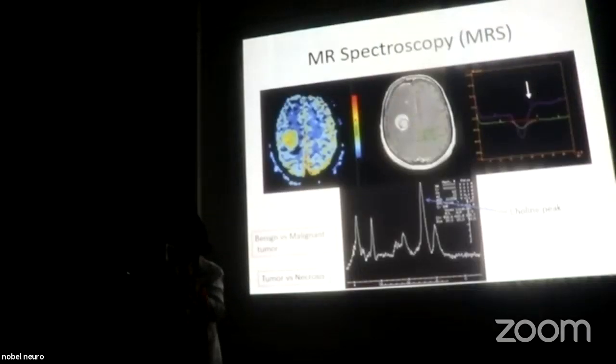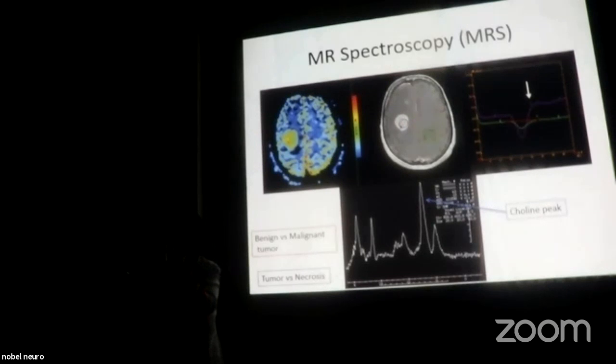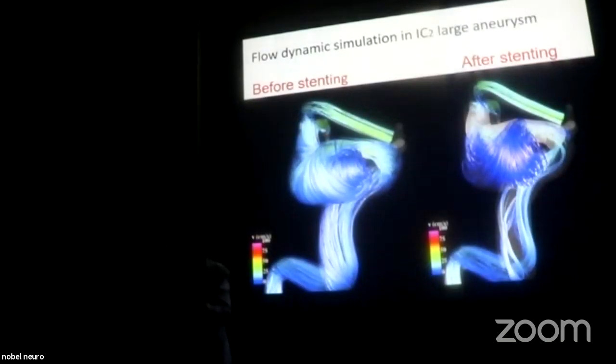Now is the spectroscopy. So he needs to know the quality of the tumor. So then we can estimate if it is malignant or benign, and also the behavior in the future. And also, this is the changing.